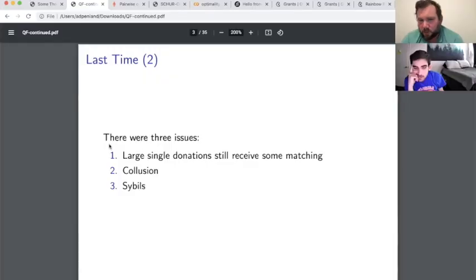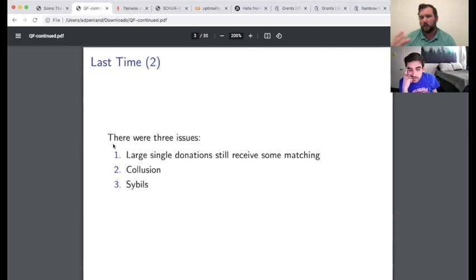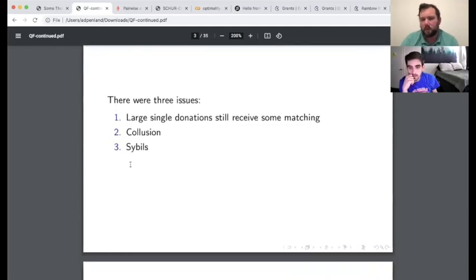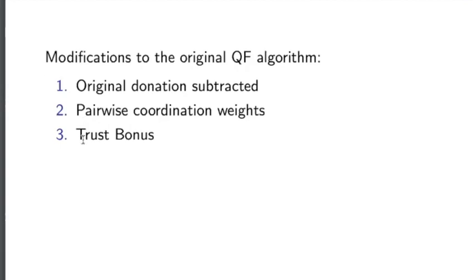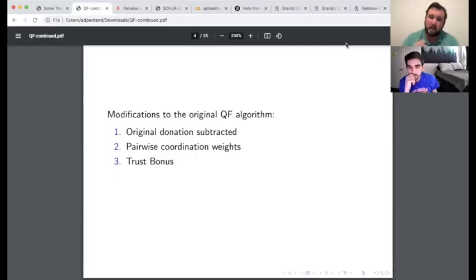There are 3 issues, right? One is we can still have a large donation, and just one user with that large donation can get lots of funds. They don't get as many funds as a large group of small donations, but they still can essentially rob the pool. We also have collusion, we have Sybils. And because of this, there have been some modifications made to the original quadratic funding algorithm, and each of these will attempt to fix some of these issues.